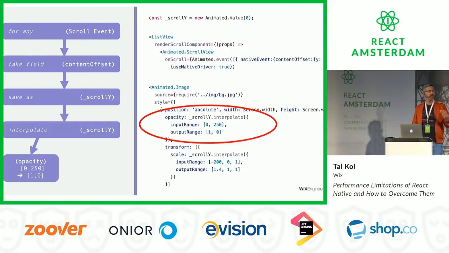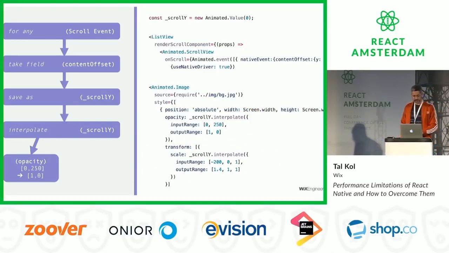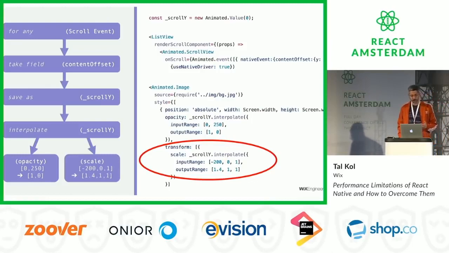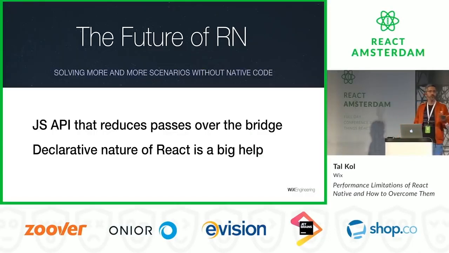Okay? So it works by giving an input and an output range. So if the input is 0 to 250, and this is 250 logical pixels in scroll position, the opacity will translate to 1 to 0. Okay? So as you scroll, it will get to 0. And the second part is exactly the same. It's the same interpolation of the animated value that we have, and it will take the input range, which is different, negative 200 to 0. This is the overscroll that we had, and it will translate it to 1.4 to 1. Okay, this will give us the scale change that we wanted.